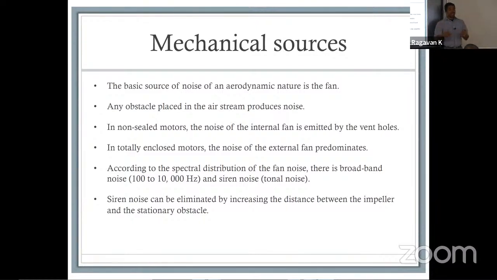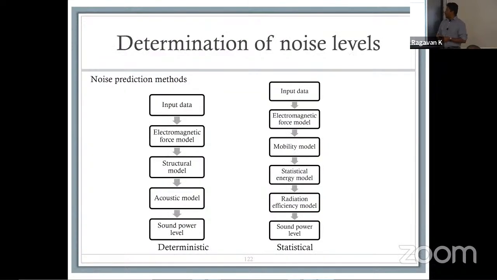Depending on where it comes out from, your frequency might actually be a function of how much venting it has. Based on spectral distribution, there is a noise base, like I said, 100 to 10,000 hertz, and a siren noise, which is a tonal noise. If you want to eliminate the siren noise, you can increase the distance between what you call the impeller, that's the rotating body, and the stationary obstacle. If you go further, the noise goes down. But other than that, it's a very mechanical noise.